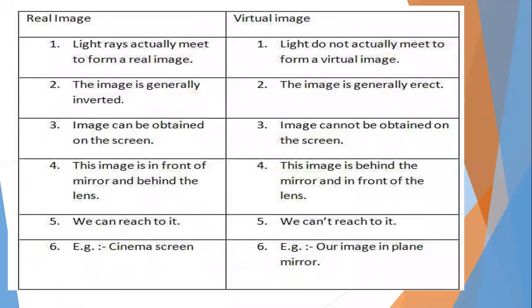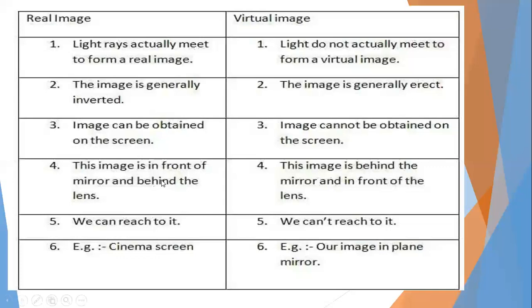What is a real image and what is a virtual image? These are the differences between a real image and a virtual image. In a real image, light rays actually meet to form the image, and in a virtual image, light rays do not actually meet. The real image is generally inverted, the virtual image is generally erect. Erect means upright, inverted means upside down. A real image can be obtained on a screen, but a virtual image cannot be obtained on a screen.